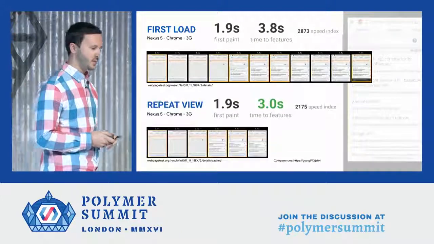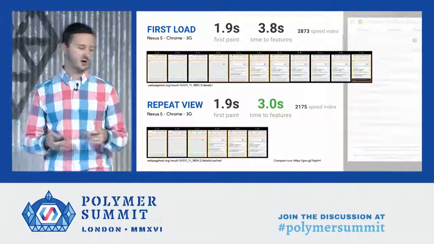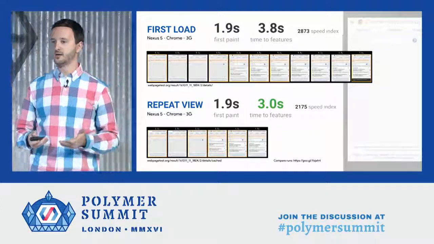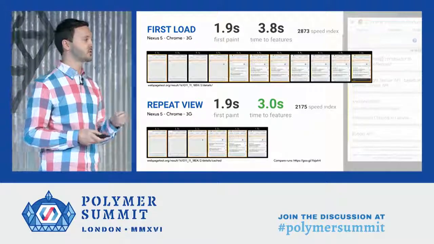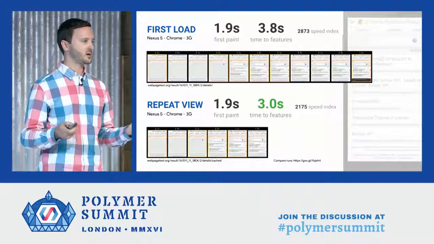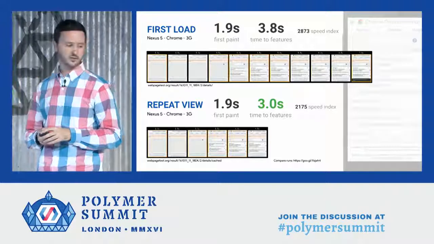So that's pretty good. But of course, it gets even better thanks to Service Worker and having the ability to cache things offline. So the repeat view is 1.9 seconds first paint again, but that time to features, the thing that actually matters for Chromestatus, is dropped by about 800 milliseconds. So we're pretty excited about that. And that's, again, because of Service Worker, network is completely out of the picture at that point. They're just loading things directly from the cache.